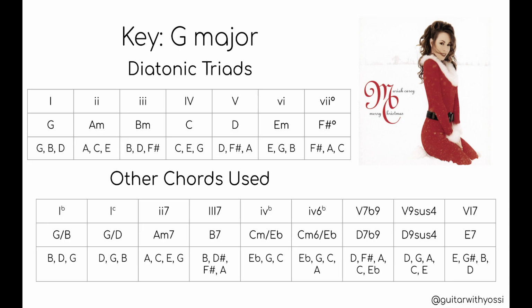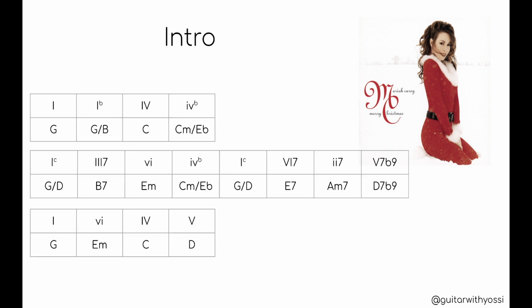So lots of other chords are used in this, and we're going to explain how they get used and why they sound good. Okay, so let's look at the intro. So it starts off like this. So with a G, then a G in inversion, then a C, then a C minor in inversion. That goes down to a G in inversion.